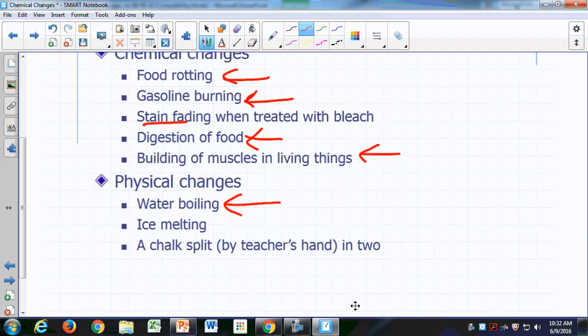Physical changes, like I said, are changes in physical states, like boiling water or melting of ice. They're just mere physical changes. There's no chemical change involved there. If you split a piece of chalk in half, or cut something in half, that would be an example of a physical change.